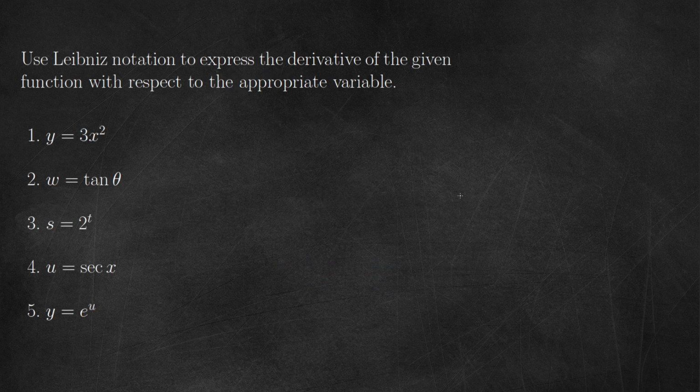Now let's practice using our Leibniz notation to express the derivative of each of the following functions. Number 1, since the equation is y equals 3x squared, our dependent variable is y, our independent variable is x, our slope is going to be the change in y with respect to the change in x. So it's going to be dy dx. And we can find this derivative using our power rule. So dy dx equals 6x.